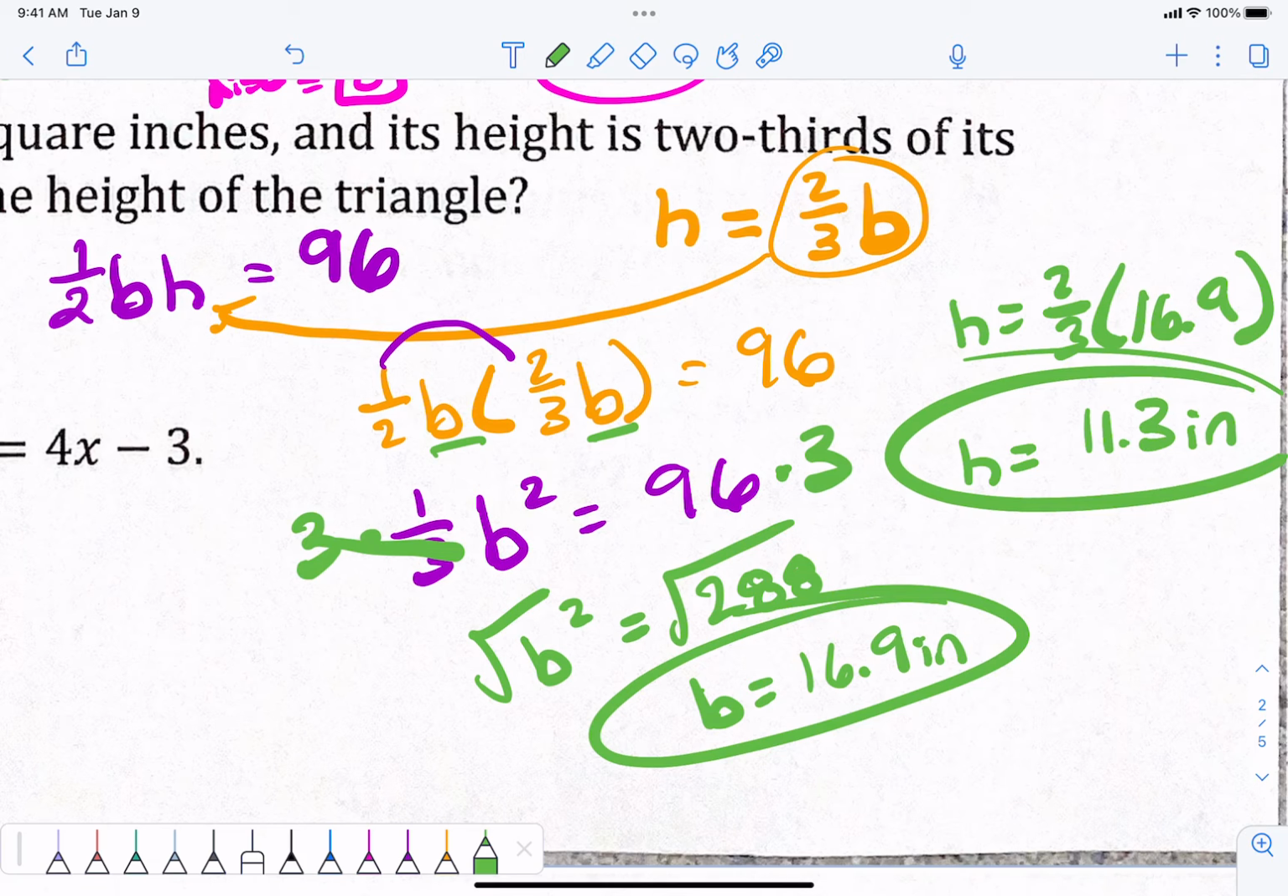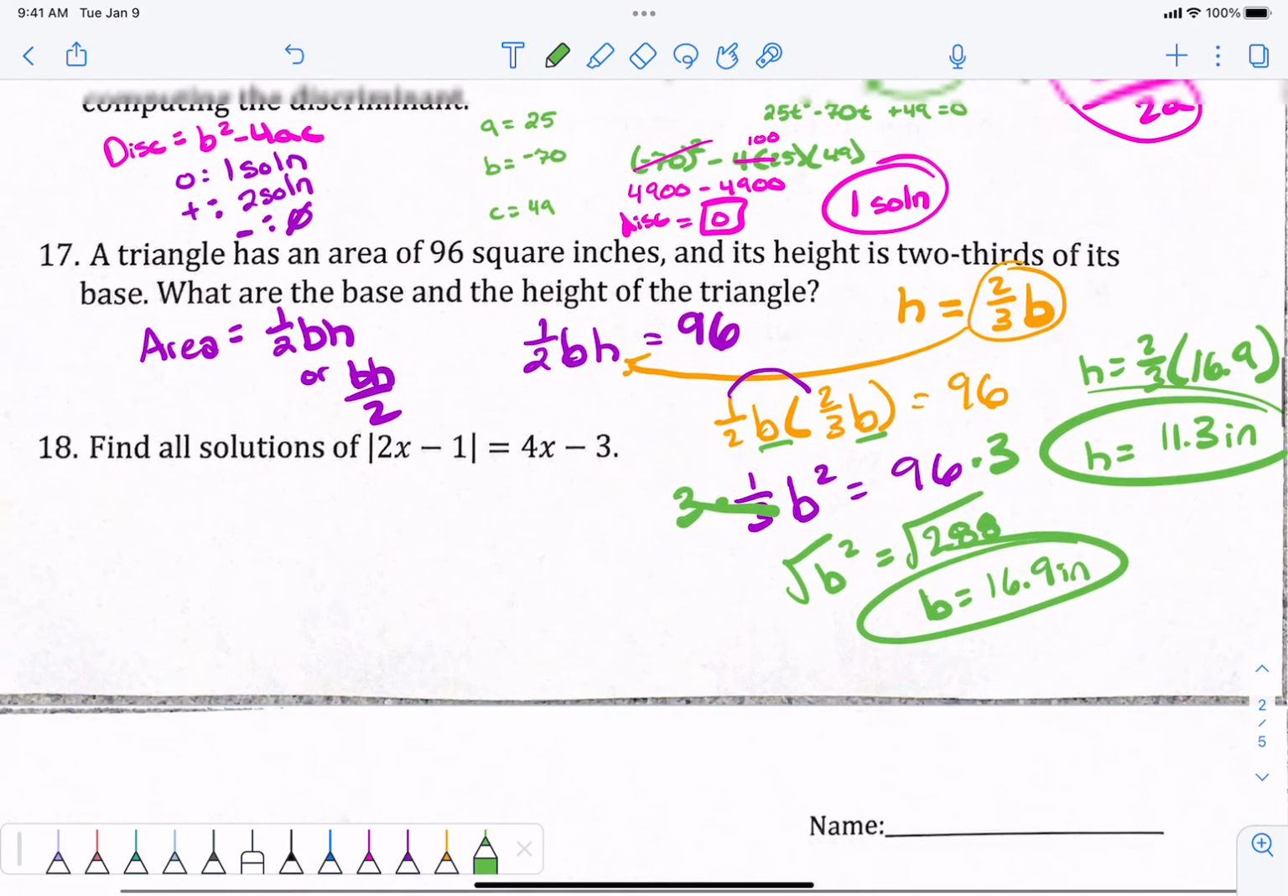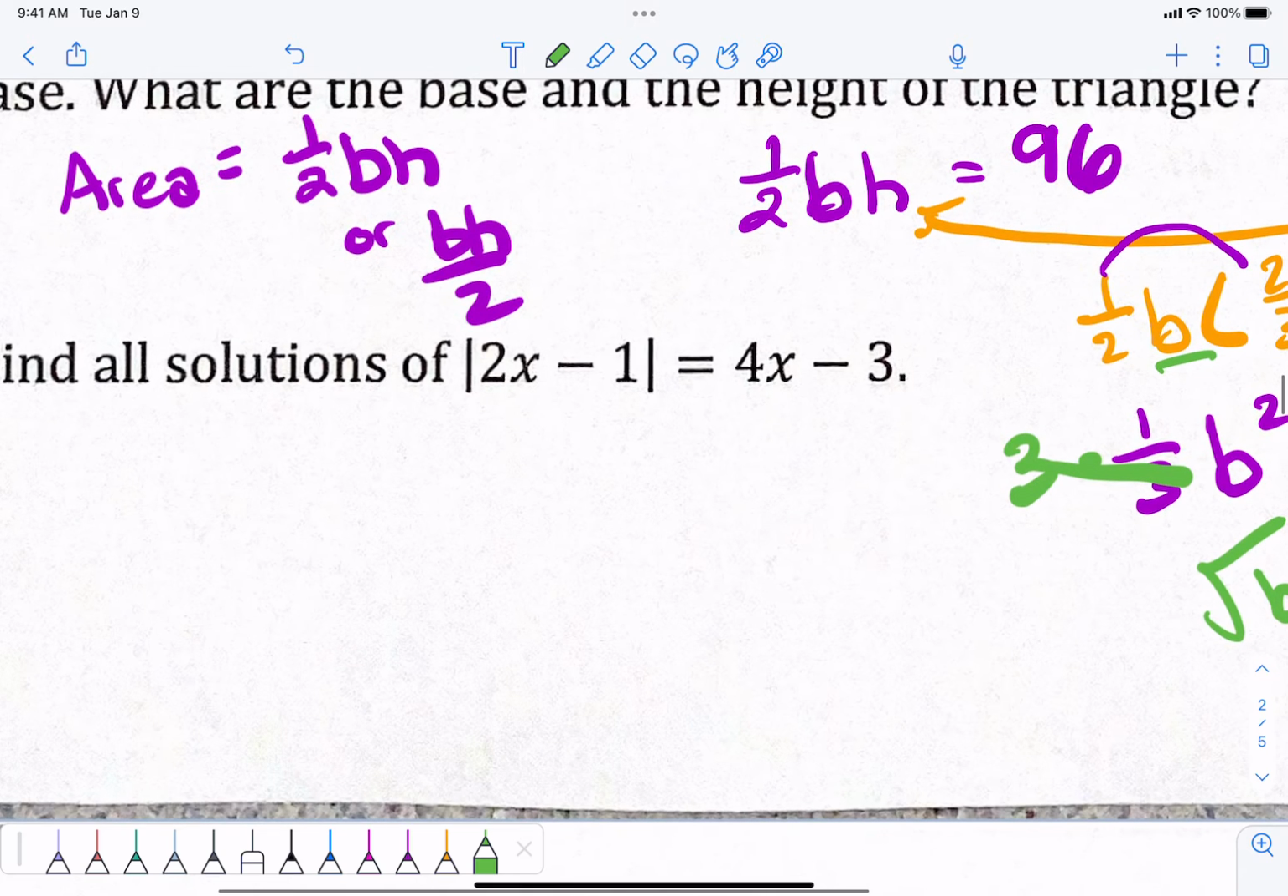If you get stuck on this problem and try to plug and play, that's not going to work because you're not going to guess 16.97, probably. Unless you get close and then start going into the decimals. But you have two variables, so that's not going to work.